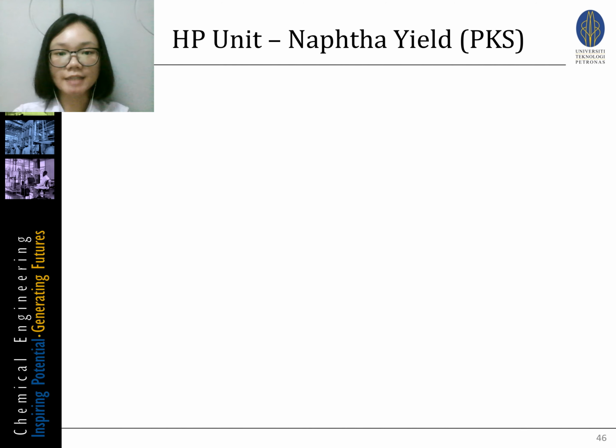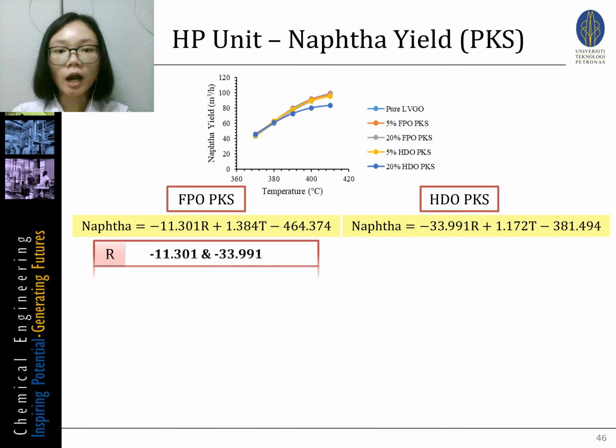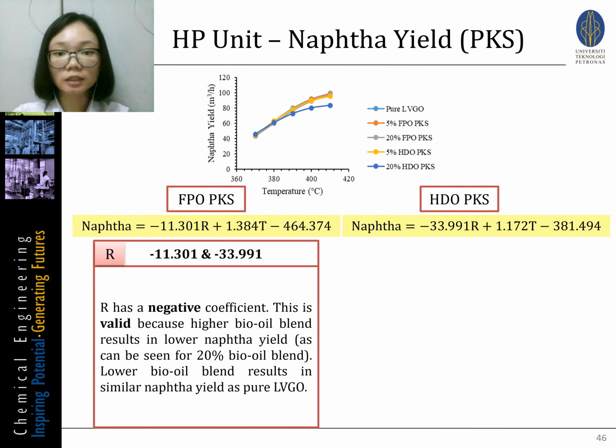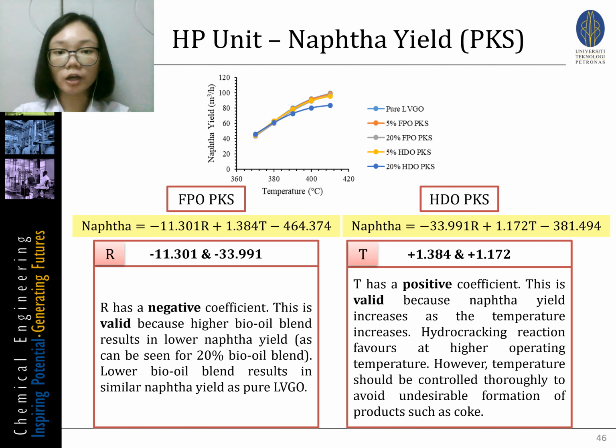And here is the process analysis. Based on these two equations, R has a negative coefficient, similar to EFP bulk oil, and this is valid since a higher bulk oil blend results in lower naphtha yield, while a lower bulk oil blend results in similar naphtha yield as pure LBGO. The T variable has a positive coefficient, meaning that naphtha yield increases at higher temperature since hydrocracking reactions are favored at higher temperature.